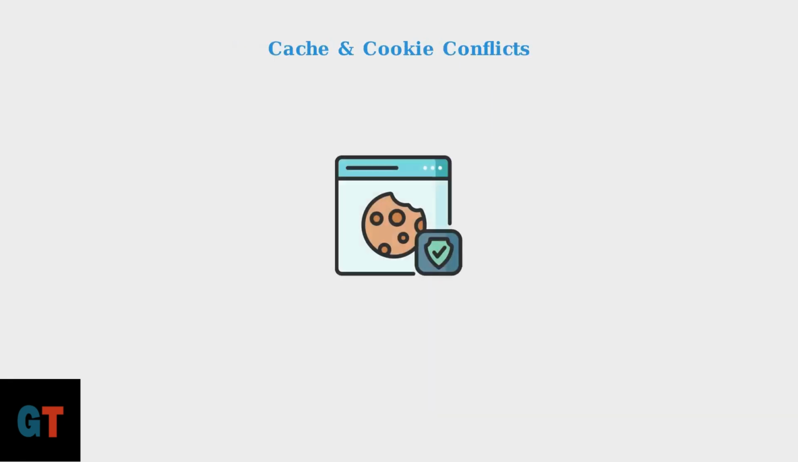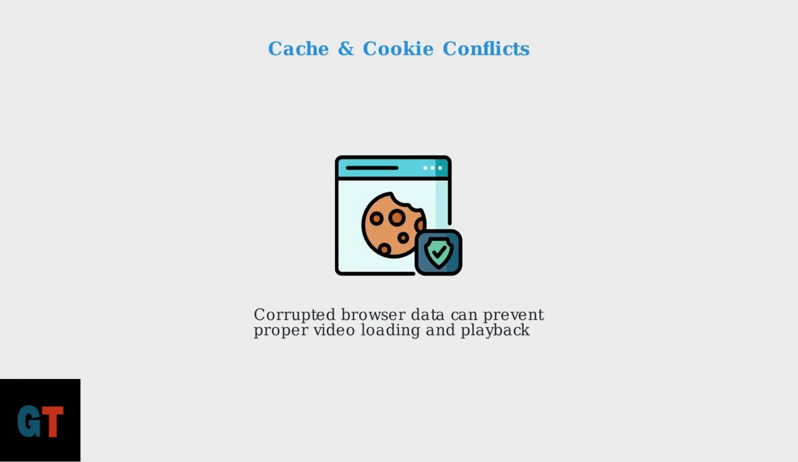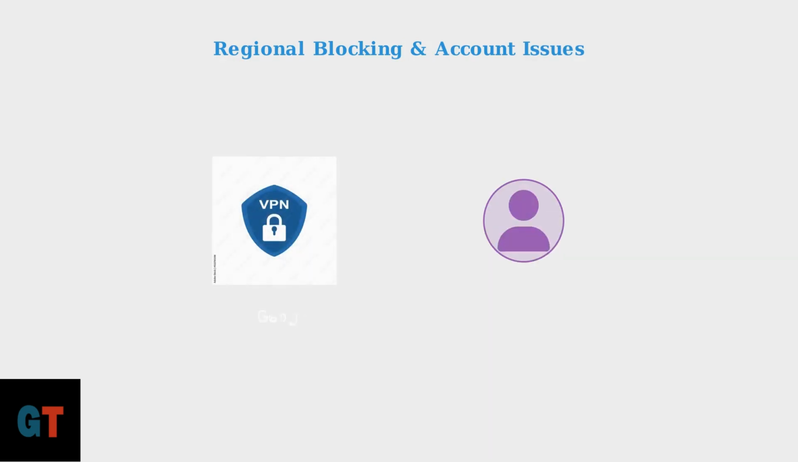Cache and cookie conflicts cause 20% of YouTube video problems. When your browser's stored data becomes corrupted or outdated, it can interfere with YouTube's ability to load videos properly and maintain your viewing session. Regional blocking and account restrictions together account for 15% of video access problems.